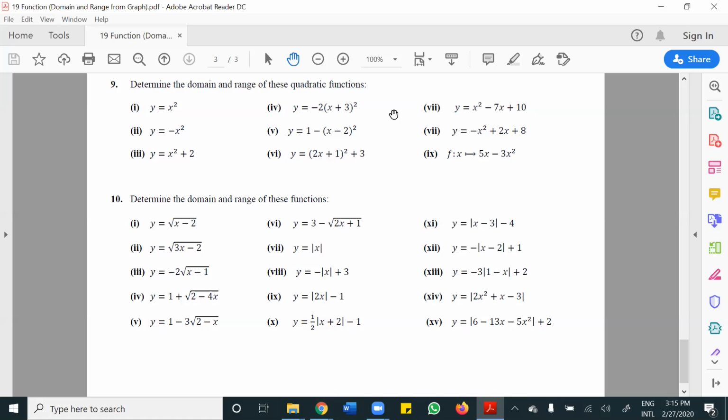Yeah. Please don't plot the graph. I don't want anyone plotting the graph. You can't plot the graph in exam. So let's think first.